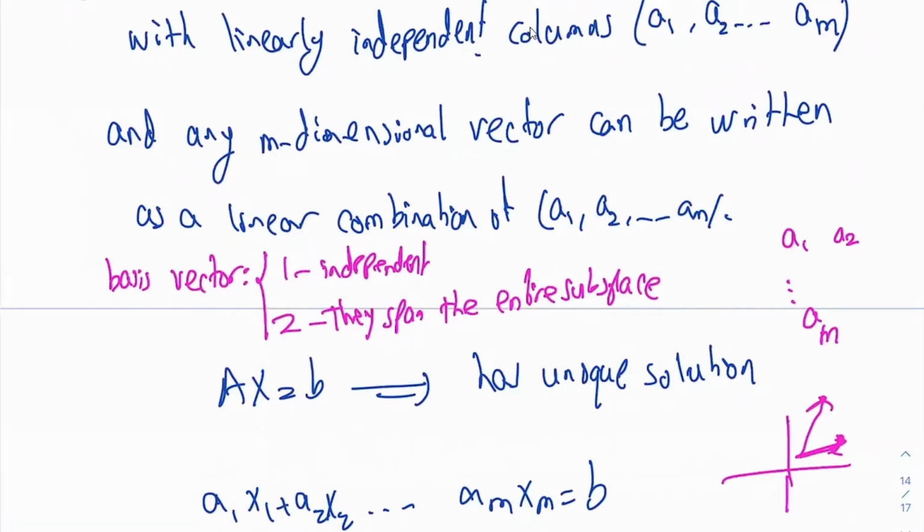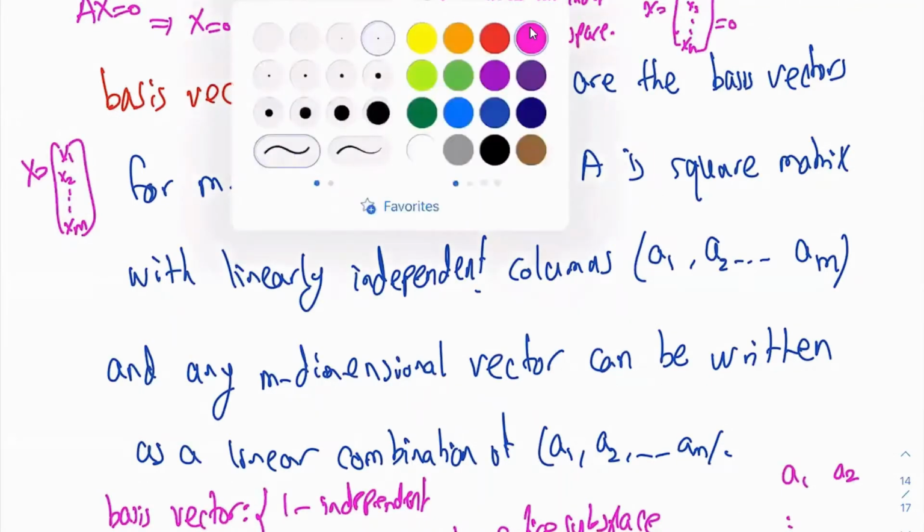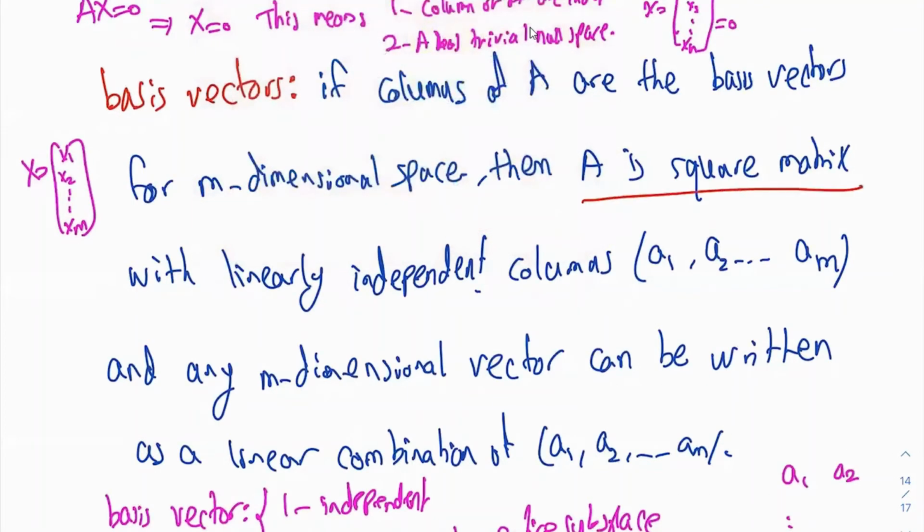So if the columns of A want to be the basis for an m-dimensional subspace, this means that these columns must be linearly independent, and the number of columns should be equal to m. Therefore, A has m columns and m rows. So A is a square, right? So here I explain that A must be a square matrix with linearly independent columns.